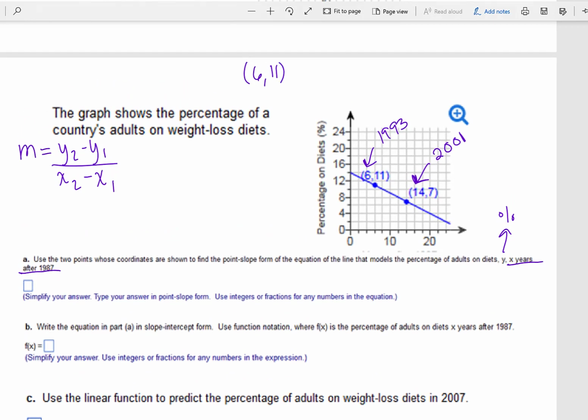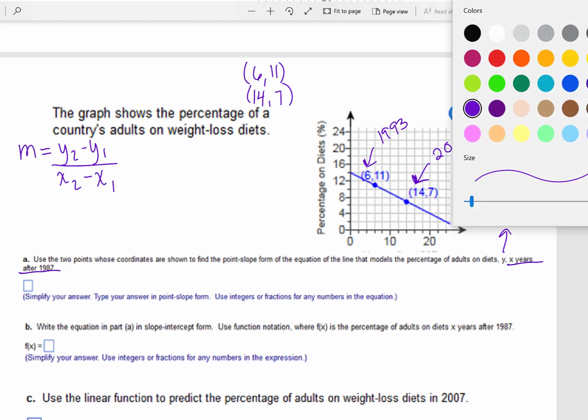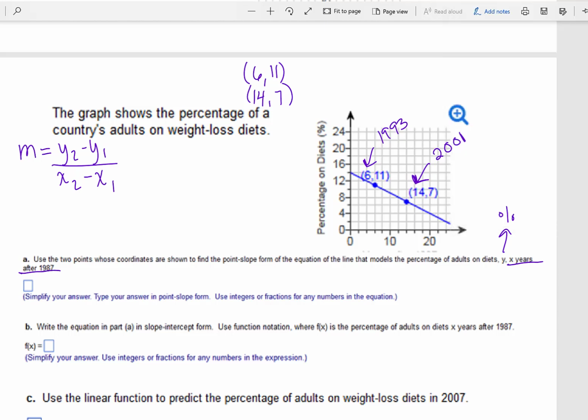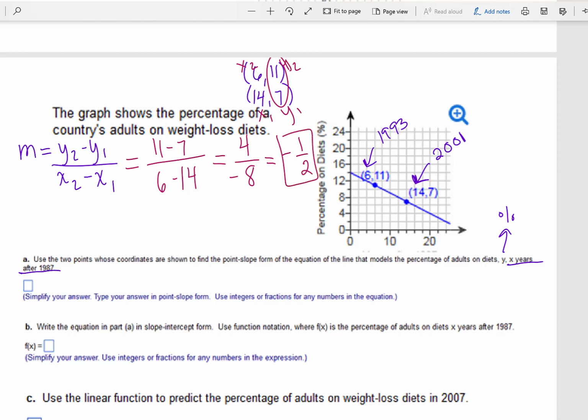Okay, let me pull my points: 6, 11 and 14, 7. I'm going to make this x2, y2, and this x1, y1. So going straight down, 11 minus 7, and then 6 minus 14. I get positive 4 up top and negative 8 at the bottom, which simplifies to negative 1/2. So that is my slope.